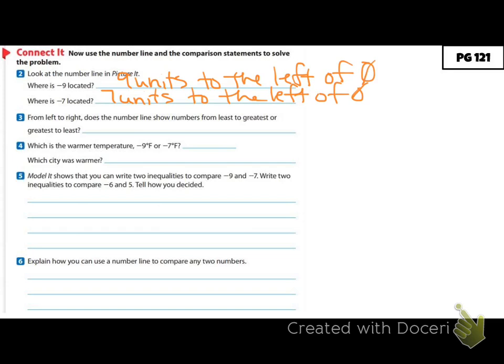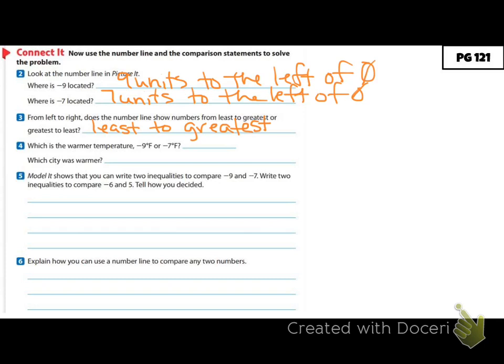Number 3 says, from left to right, does the number line show numbers from least to greatest or greatest to least? Left to right, left is always negative, so it would be from least to greatest, because negative numbers are smaller.